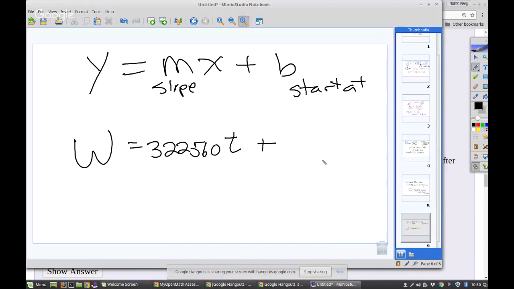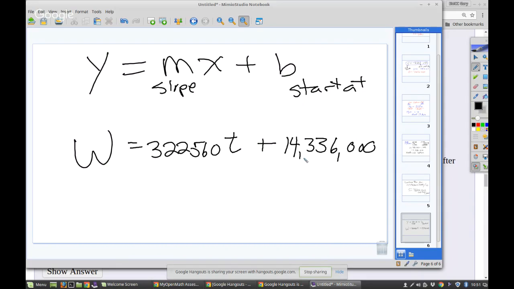And then what's our starting point here? How many workers we started with? Not the 17, that's how many we end up with. The 14 is where we start off. And it's not 14,000, it's really 14 million. That's going to be the 14,336,000. So I think that's going to be our formula here.